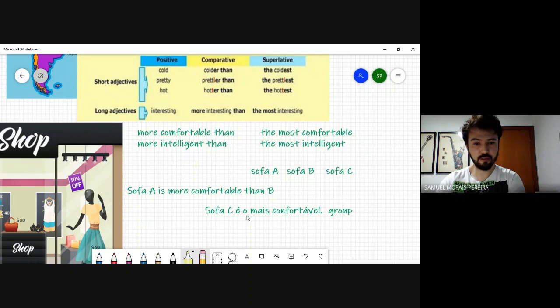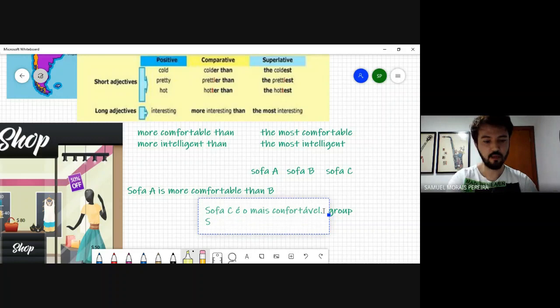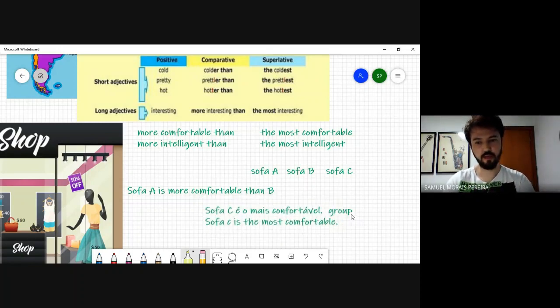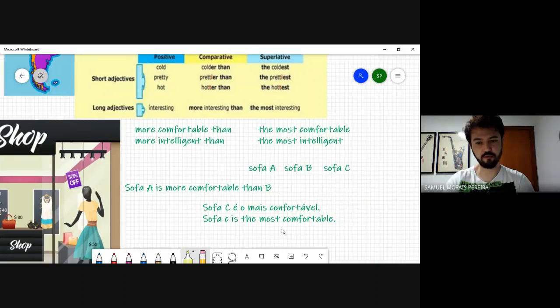So how do you say mais no superlativo? You say when the adjective is long, you have to use the most. So you're going to say the sofa C é o mais confortável. You're going to say sofa C is the most comfortable. The most comfortable é o mais confortável. Tudo bem? É o mais confortável.